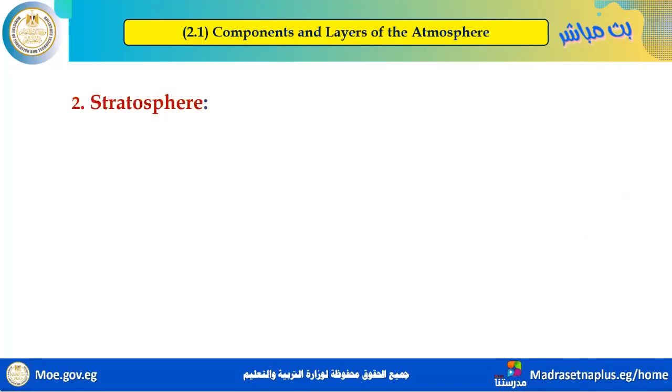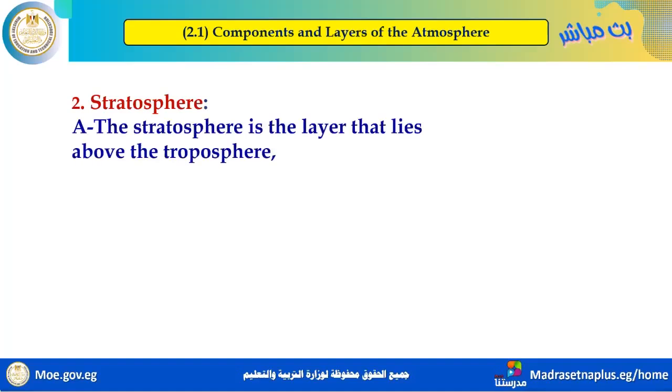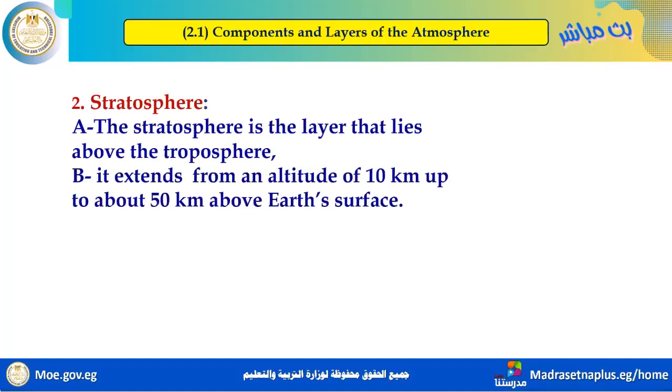Stratosphere, second layer. The first layer is called the troposphere, the second is the stratosphere. The stratosphere is the layer that lies above the troposphere. It extends from an altitude of about 10 to about 50 kilometers. So again, from 10 to 50 kilometers above Earth's surface. These are numbers you have to remember well.